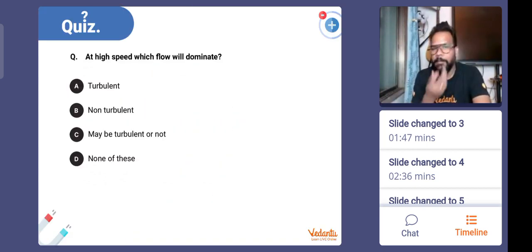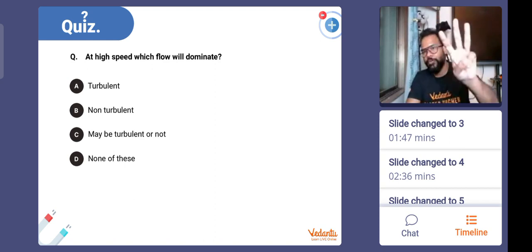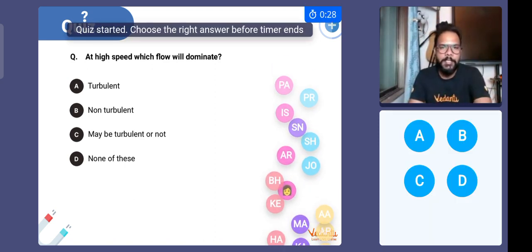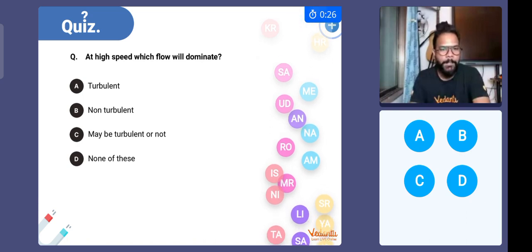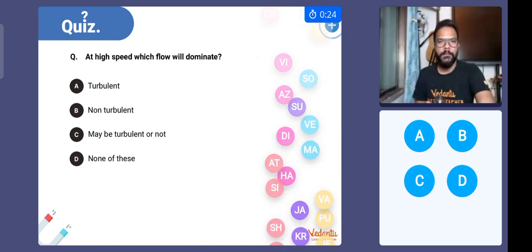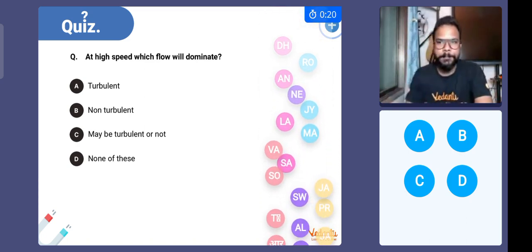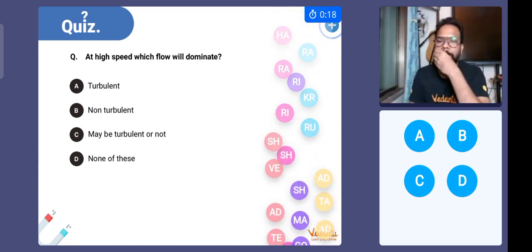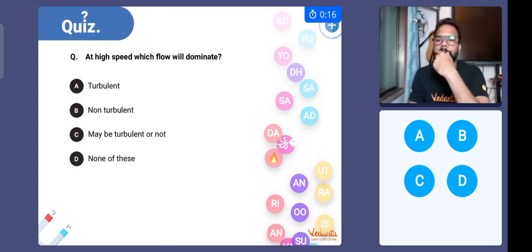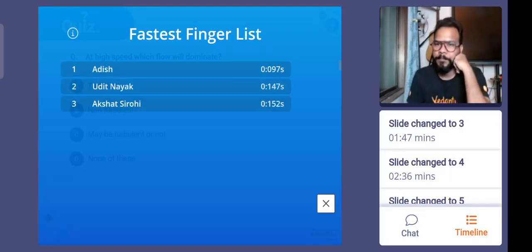Okay, so quickly try to answer this one based upon the same. At high speed, which flow do you think will dominate? Turbulent flow or non-turbulent flow, or maybe turbulent or not, or none of these? What do you think? 30 seconds, and the time starts in 3, 2, and 1. When do you think it will be scary, with the high speed or not really? So accordingly, you will answer this one.